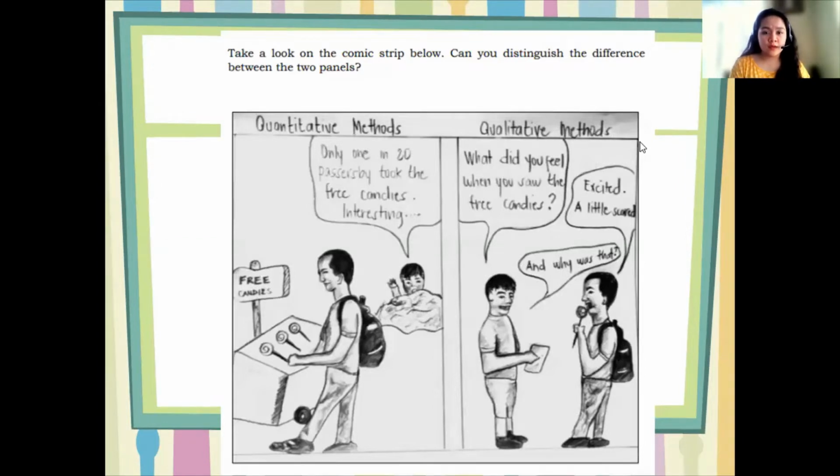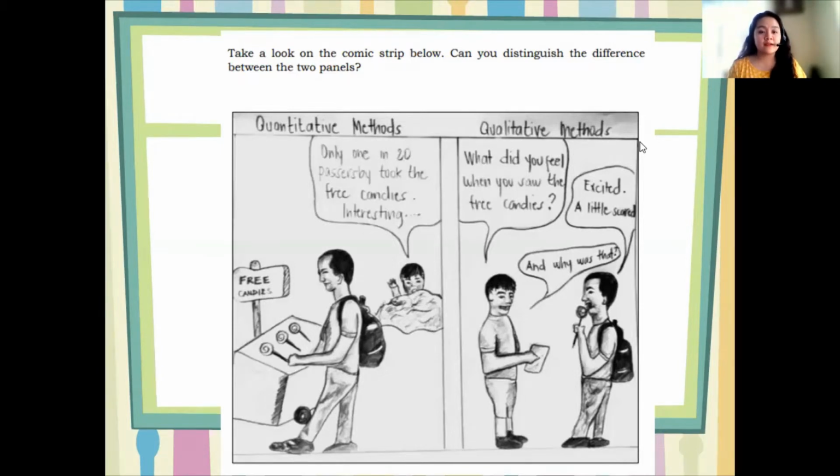So let's go to the quantitative research. Only 1 in 20 passerby took the free candle. Interesting. Qualitative method. What did you feel when you saw the free candles? Excited, a little scared, and why was that?